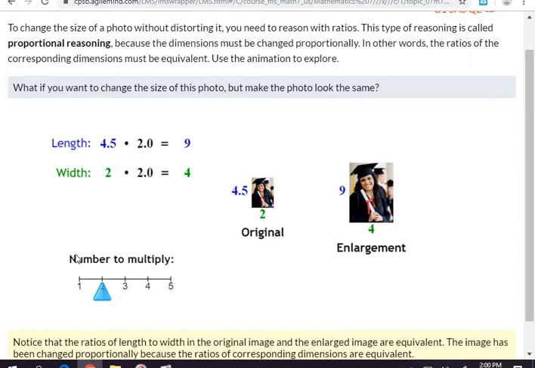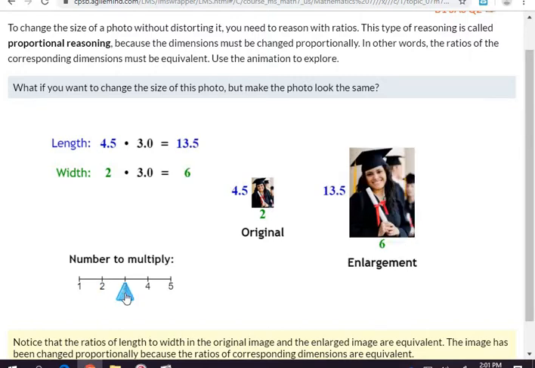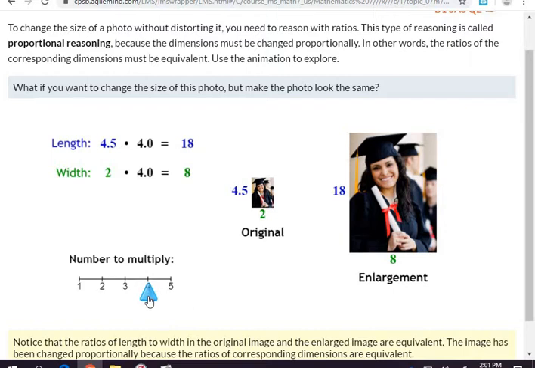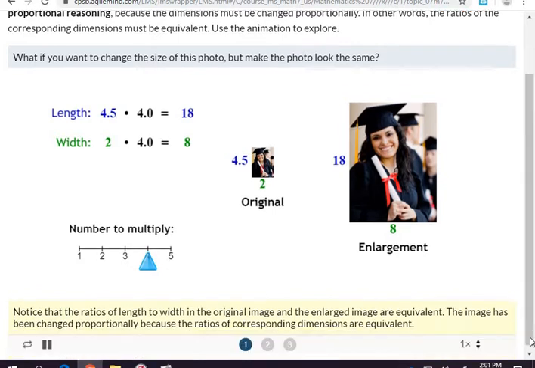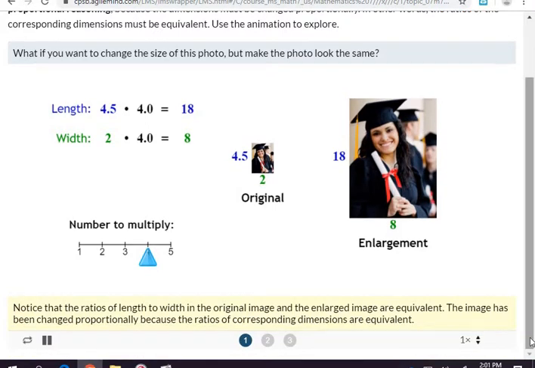Well, what's going to happen if I move to the 3? What's going to happen to the length and the width? Multiplied by 3. It gets larger. Then if I go to 4, multiplied by 4. Multiply both sides by 4. Okay? So as long as I am multiplying both sides by the same number, that is called proportional. The picture is staying proportional.